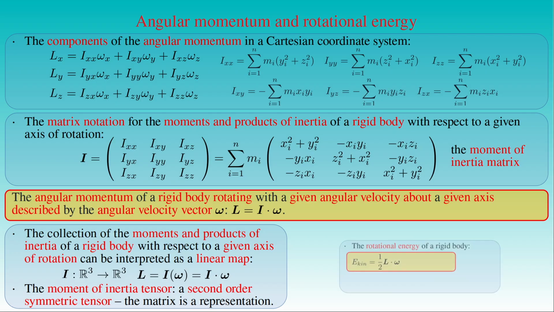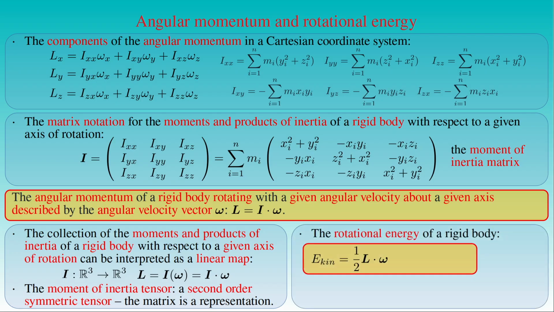We can generalize this result by expressing the kinetic energy of a rotating body as 1/2 times the dot product of the angular momentum L of the body and the angular velocity vector omega. If we substitute the product of the moment of inertia matrix I and the angular velocity vector omega for the angular momentum L, we can write the kinetic energy as 1/2 times the dot product of omega and the product of I and omega.